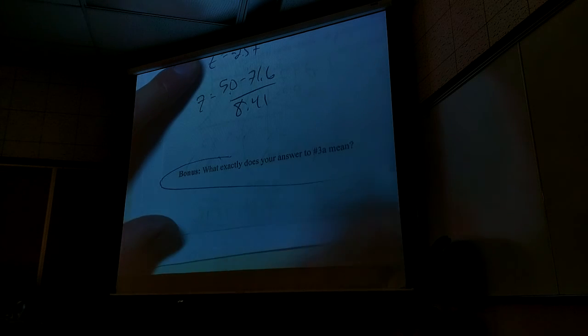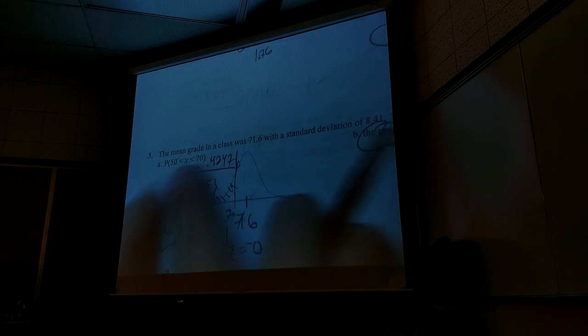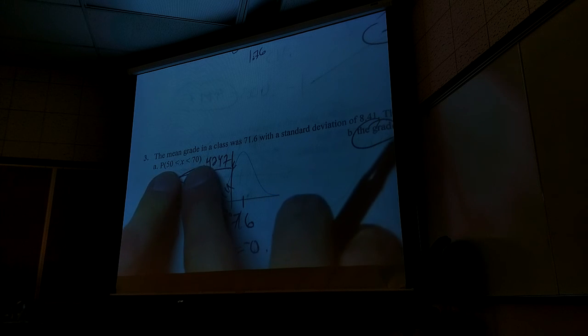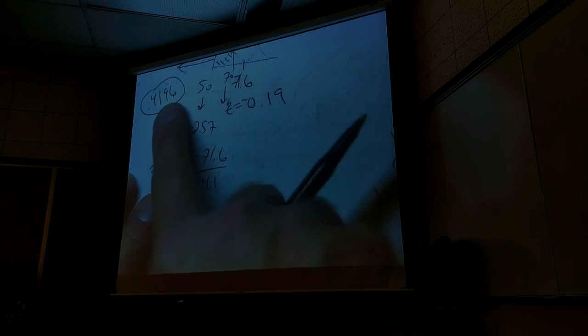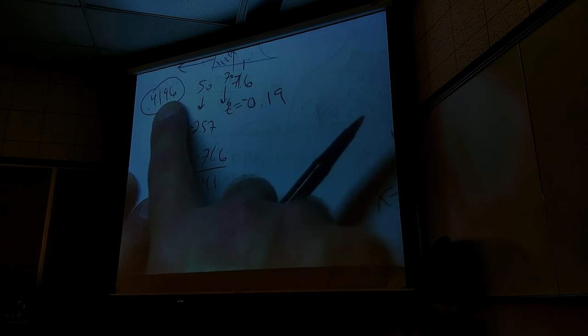Now this one, this is getting at the probability of flipping a coin and getting heads is 50%. So what does 50% really mean? It doesn't mean a thing for one flip, to be honest. It only makes sense in the long run. So the answer to number 3A, you want to look at this as, what's that P represent? Probability. Or percentage. So the percentage of grades between 50 and 70 were 41.96%. That's truly what that means.